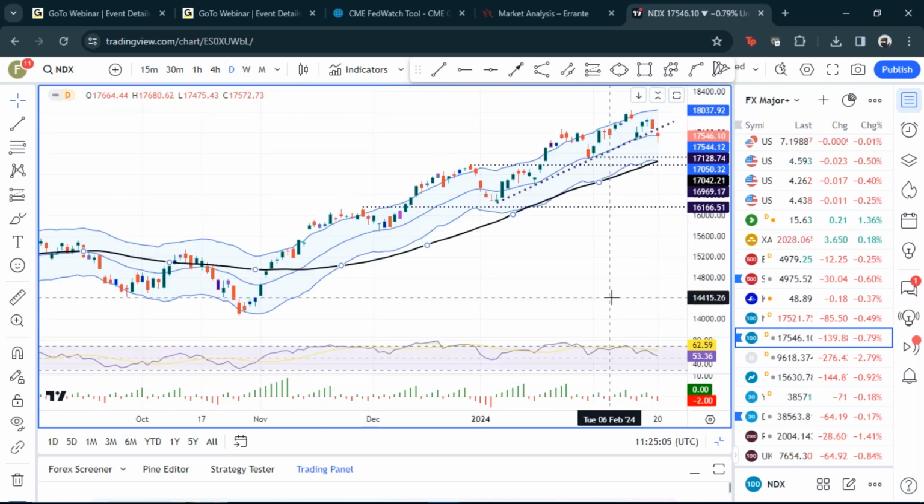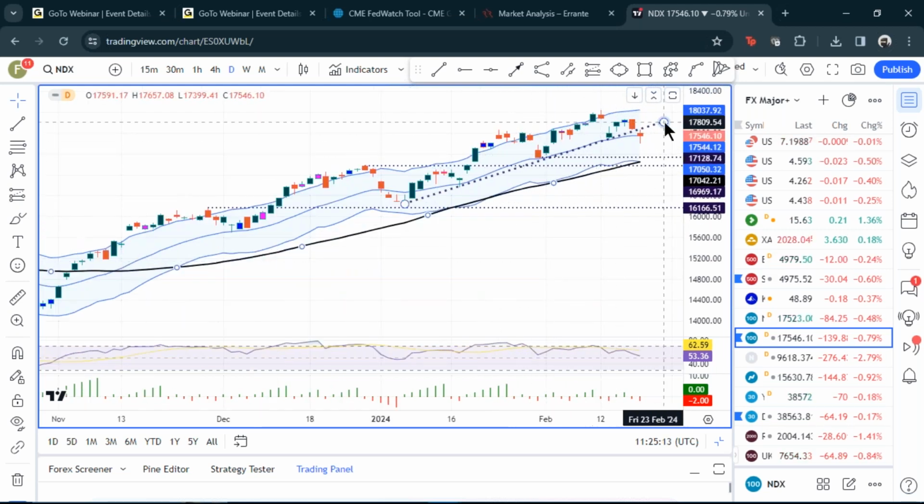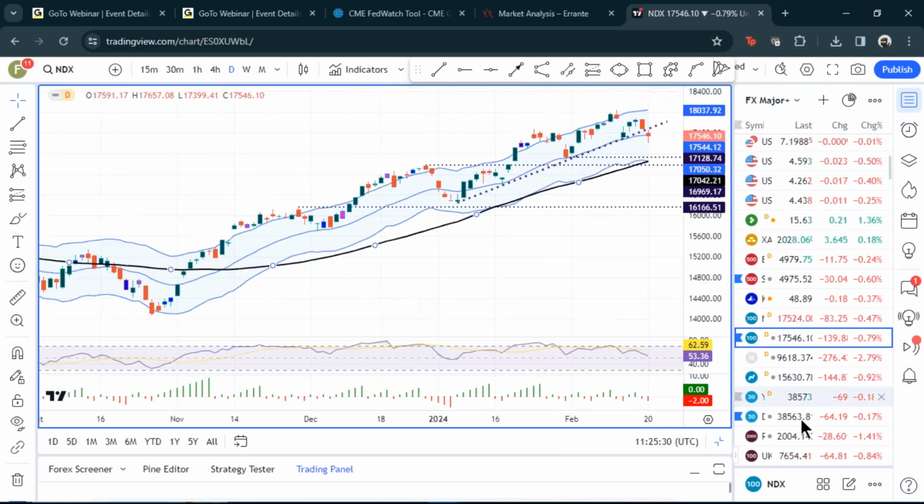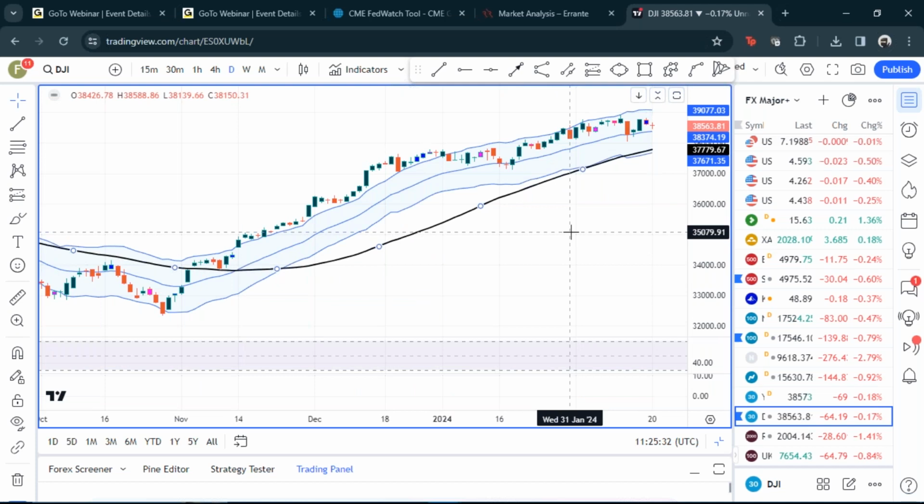So closing nearer the highs, interestingly, but just broke down through that near-term upward trend line that you can see there, that dotted line, which is here. First sort of swing level below this would be 17,128, and then sort of 17,042, and you've got the 50-day moving average, that black line, at 17,128. So those are levels for us in the Nasdaq 100.